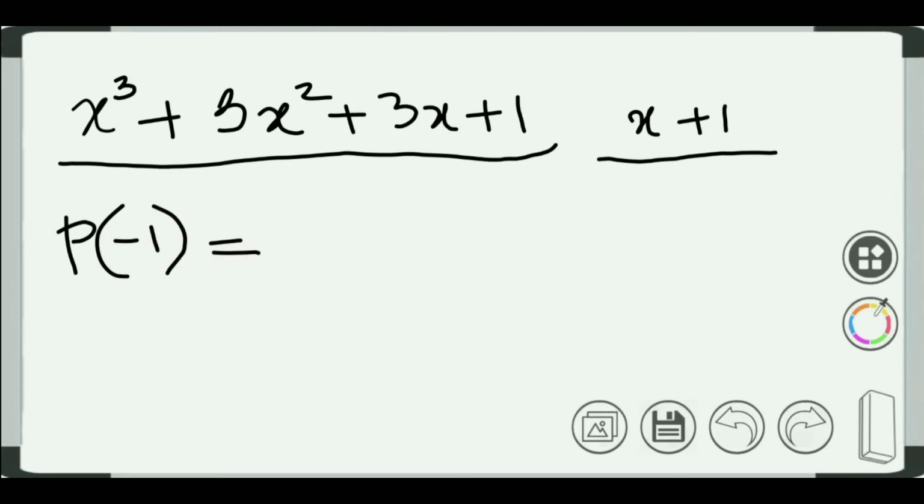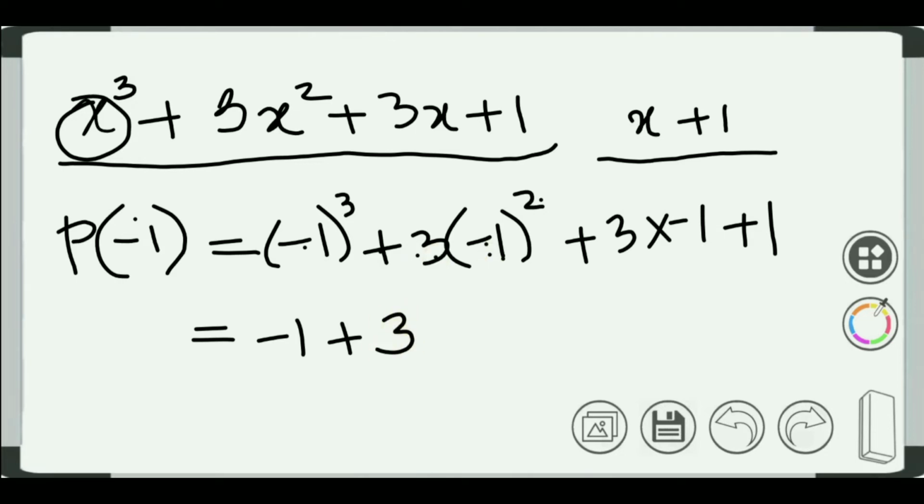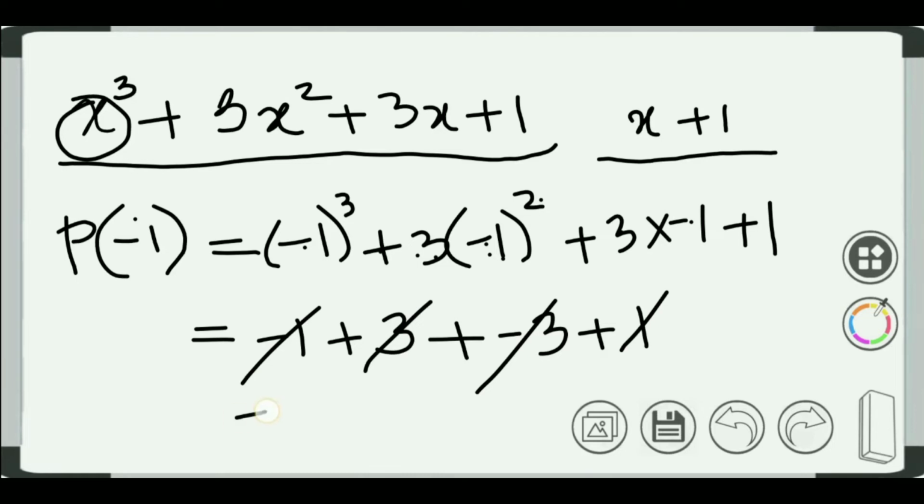So I am changing all the x as minus 1: minus 1 whole cube plus 3 into minus 1 square plus 3 into minus 1 plus 1. Minus 1 whole cube is minus 1, plus 3 into minus 1 whole square is 1, 1 into 3 is 3, plus minus 1 into 3 is minus 3, plus 1. 3 minus 3 got cancelled. 1 minus 1 equal to 0. So you know the remainder will be 0. This is how you will find the remainder by using remainder theorem.